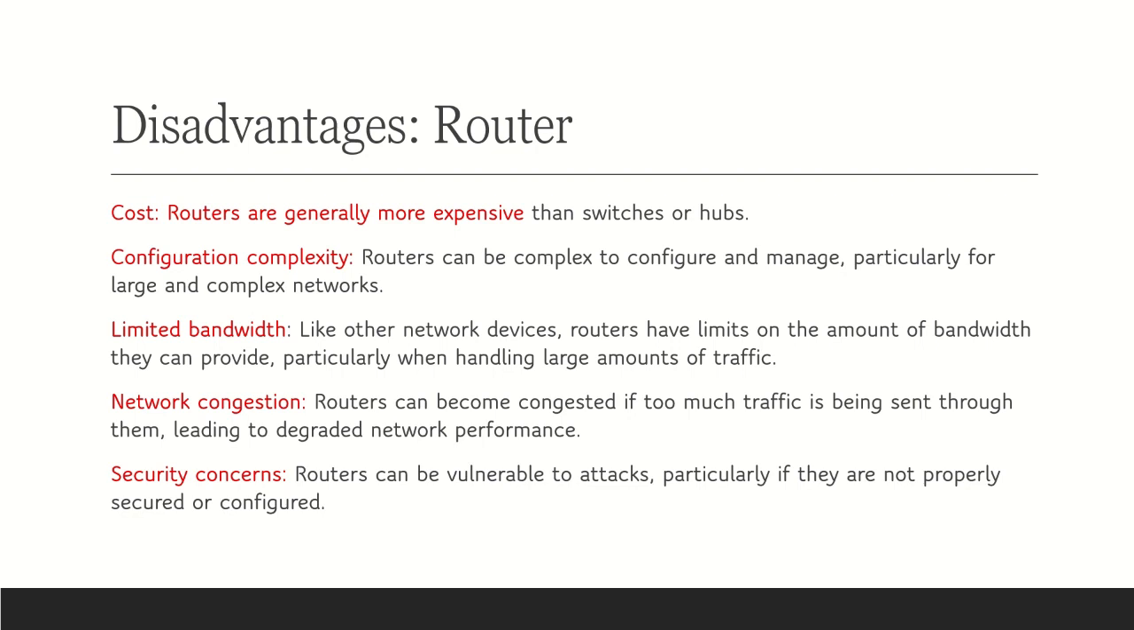Network congestion. A router can become congested if too much traffic is being sent through it, leading to degraded network performance. That means there may be more traffic in the network, and if we have more connected networks which exceed the ability of the router, then it will create some congestion. Security concerns. Routers can be vulnerable to attacks, particularly if they are not properly secured or configured.